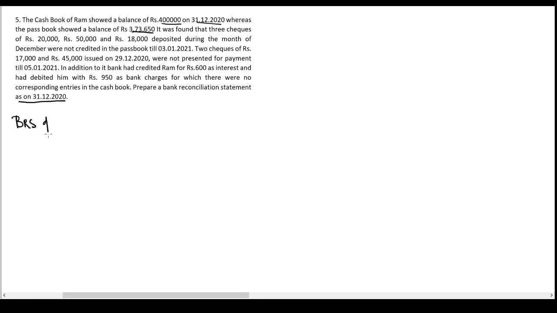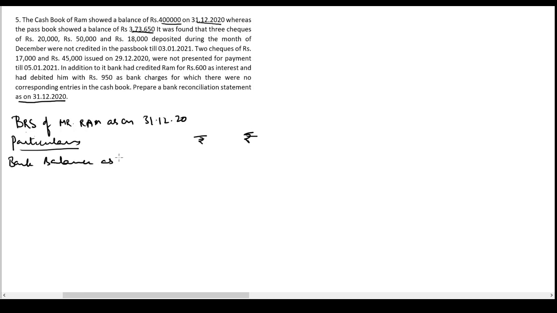Bank reconciliation statement of Mr. Ram as on 31st December 20 is the date. So we are preparing the BRS as on 31st December 20. Particulars. Bank balance as per cash book. The balance as per cash book was rupees 4 lakhs.